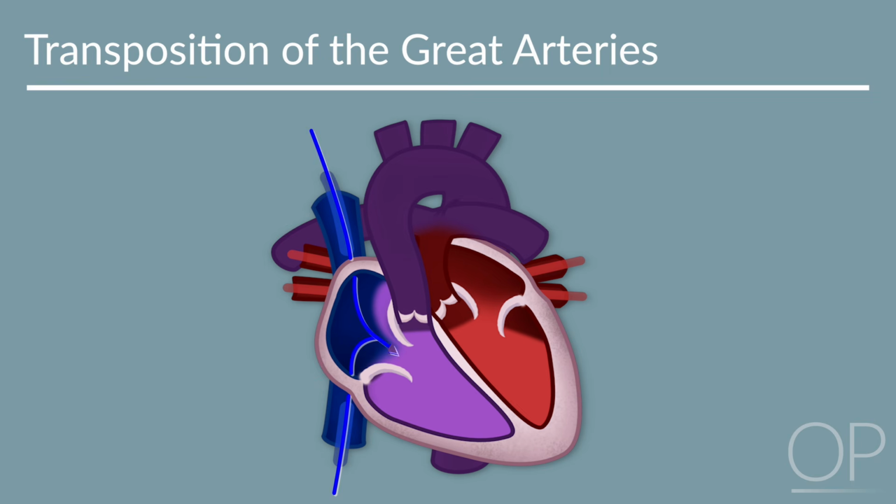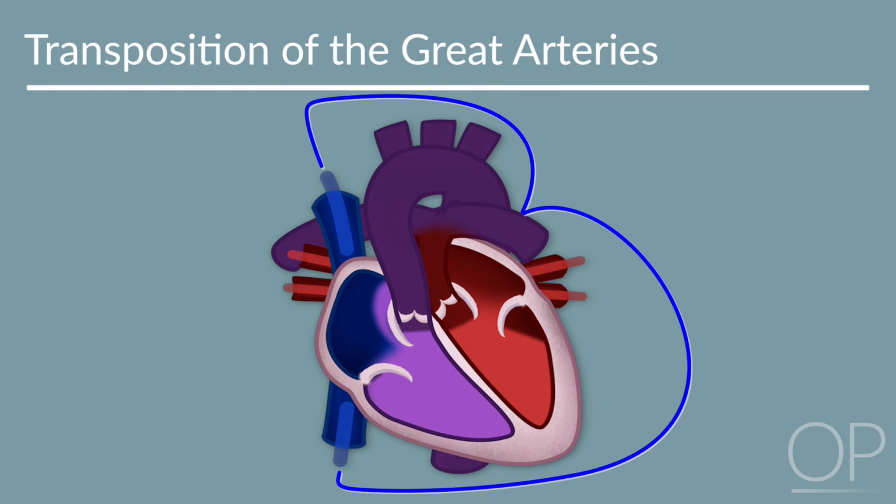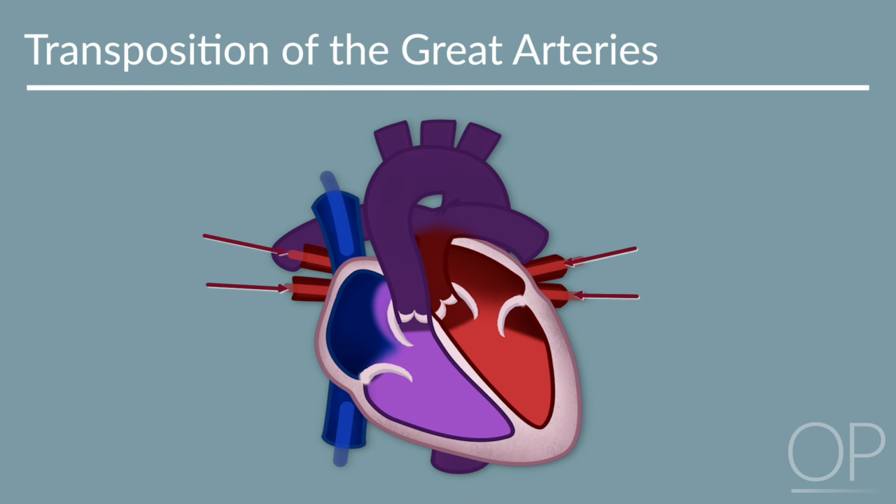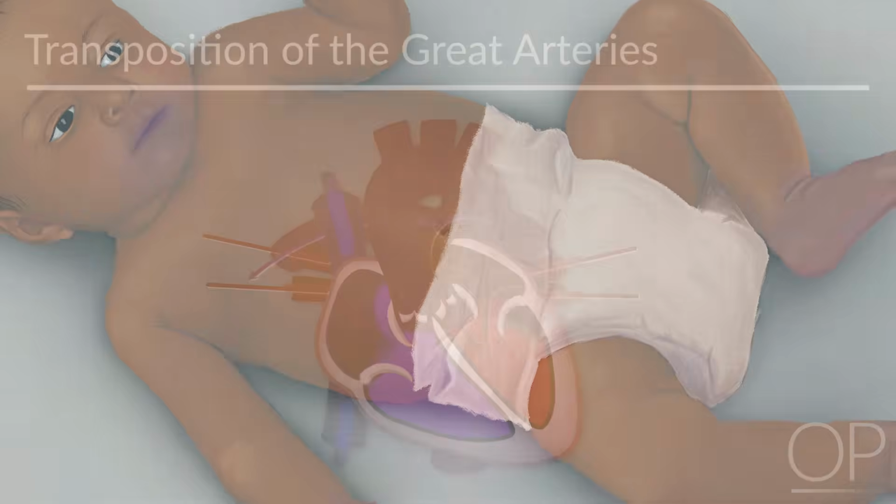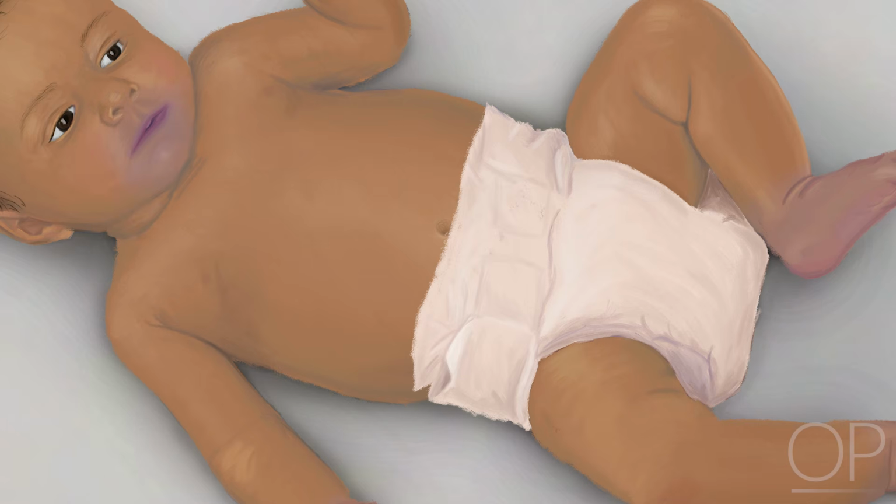Oxygenated blood travels from the lungs through the pulmonary veins to the left atrium, left ventricle, and then back through the pulmonary artery to the lungs. Deoxygenated blood travels from the body through the superior and inferior vena cava to the right atrium, right ventricle, and then back through the aorta to the body. Most infants present immediately with cyanosis.